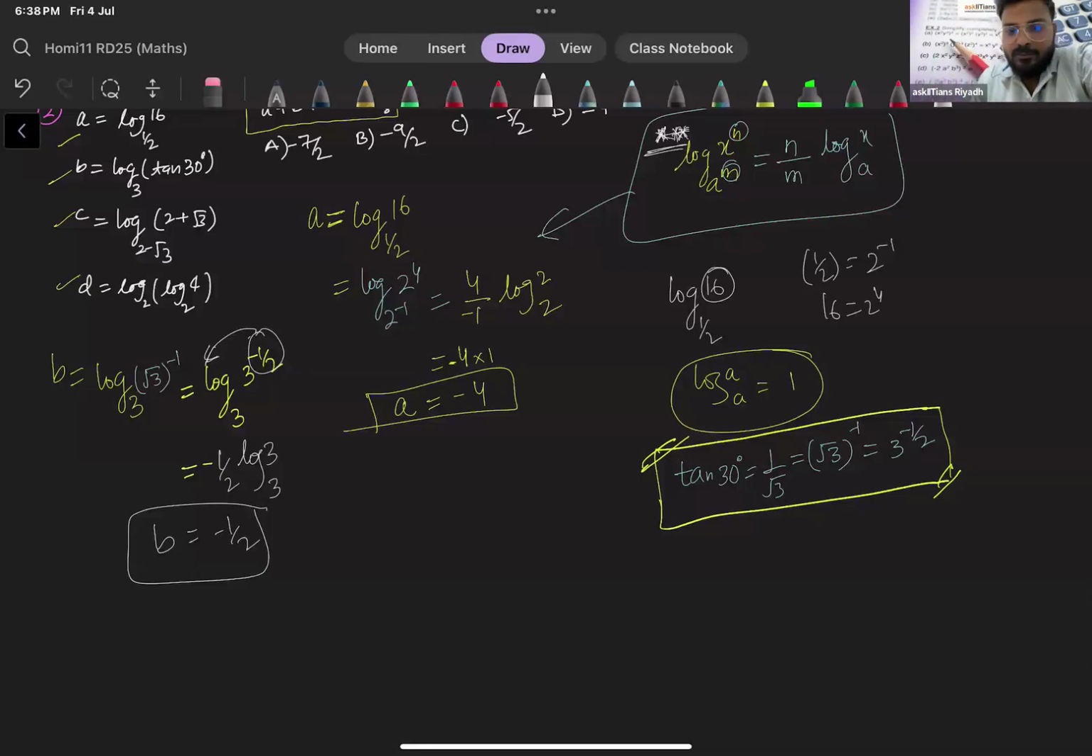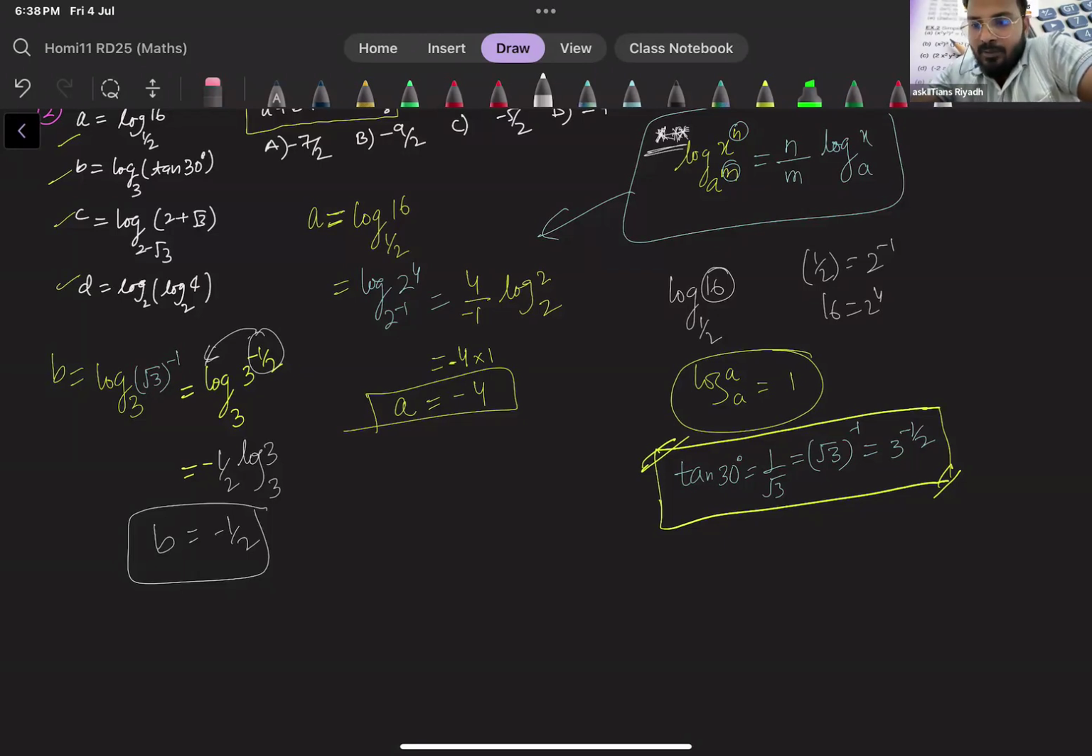If there is any doubt, let me know. Also, guys, we can write 3 as root 3 the whole square, and then use that n by m property. That also you can do. Anyway, the answer is going to be the same only: minus 1 over 2. Yes, you can also do that.